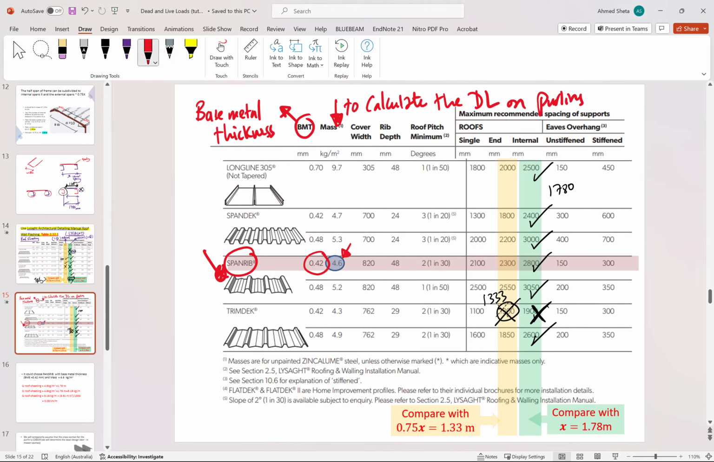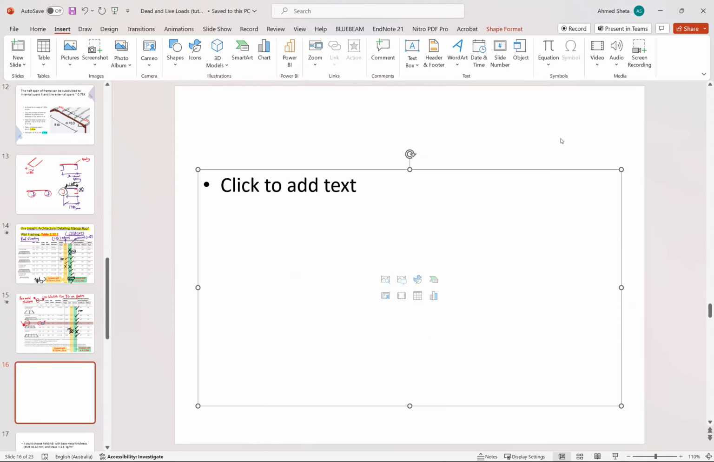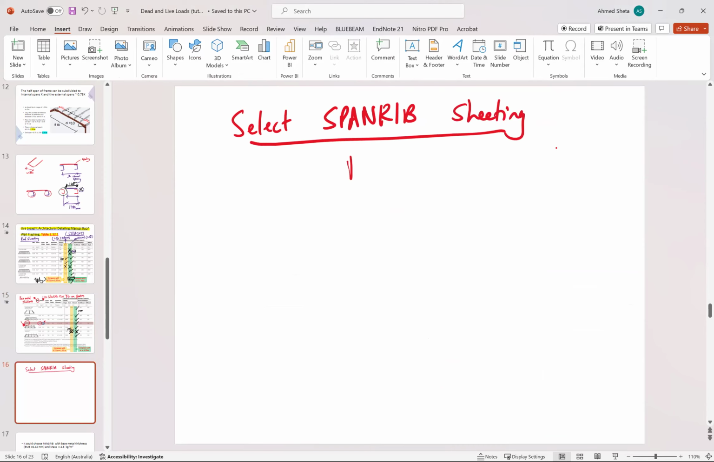Do you have any question, guys, for that? So if we summarize what we have done here, we select span rib sheeting. The thickness of this sheeting, BMT, is 0.42 millimeter. The mass of this sheeting is 4.6 kilogram per meter squared. Do you have any question about that?